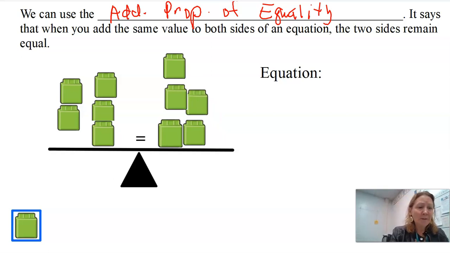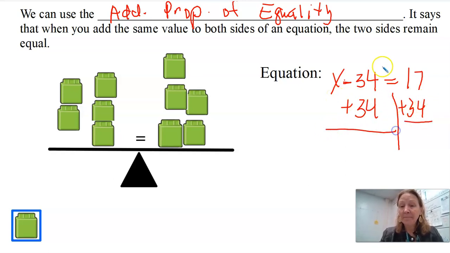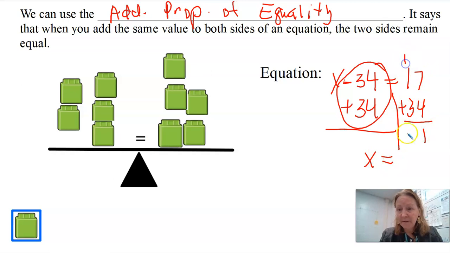I'm going to show you an equation with a big number just so that you can see indeed it works, even if you can't figure out what the number is right away. So what if I have an equation that says x minus 34 equals 17? I draw the balance scale. I look at the side with a variable. I do the opposite of subtracting 34, which is adding 34. I add 34 to both sides. These cancel out. It's a 0 pair. I get x equals, I've got to do some regrouping. 7 plus 4 is 11. I get 51. X equals 51.